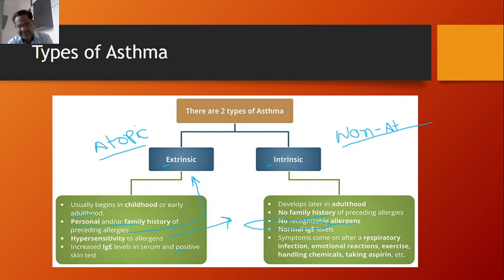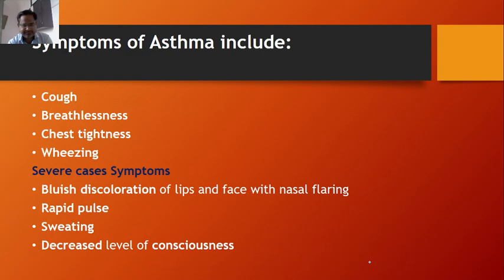Triggers include respiratory infection, emotional reaction, exercise, handling chemicals, and taking aspirin. So it is called aspirin sensitive asthma. This is intrinsic asthma, due to respiratory infection, emotional reaction, exercise, or if you inhale chemicals, it may cause intrinsic asthma.